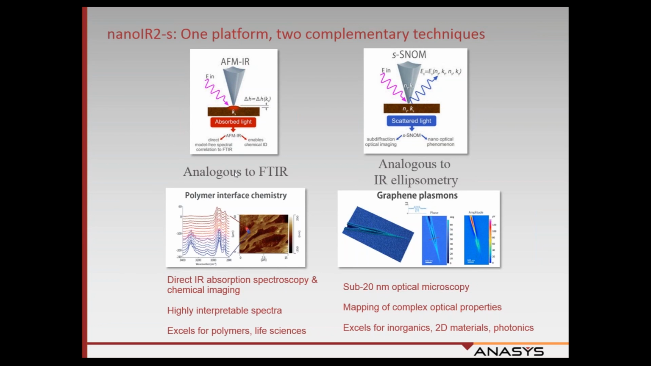So the Nano IR2S, I just want to mention, this system has these two complementary techniques. So it's one platform in which you can have either the AFM-IR technique, which directly measures absorption of the sample, and because of that gives you a highly interpretable spectra. And in addition, on the same system, you can perform the scattering SNOM technique.